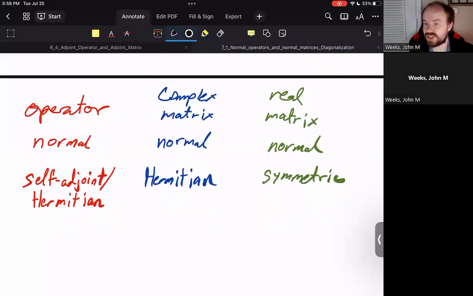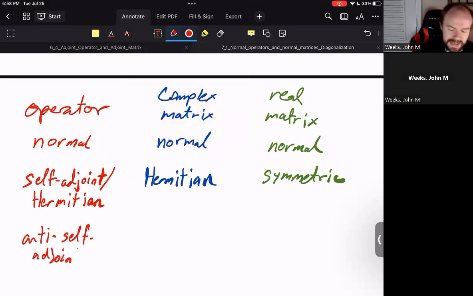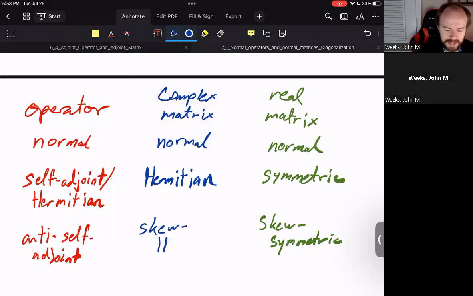And a Hermitian especially will be useful whenever we're looking at an operator that works in a vector space that is a complex vector space. And then the words for anti-self-adjoint are going to be the skew versions of the words that are for the self-adjoint. Instead of using the word anti-symmetric, which is sometimes used, we will just use the term skew symmetric here, and we'll also say that a complex matrix is skew Hermitian.